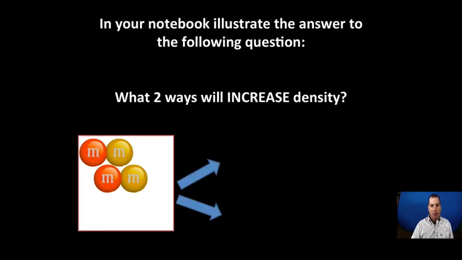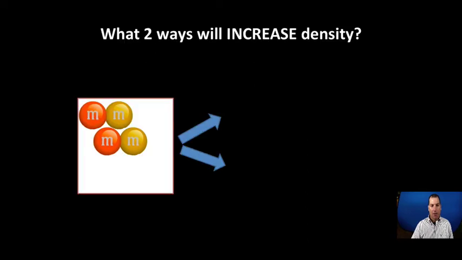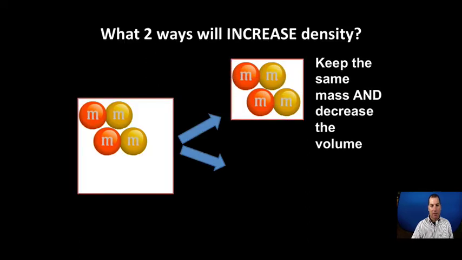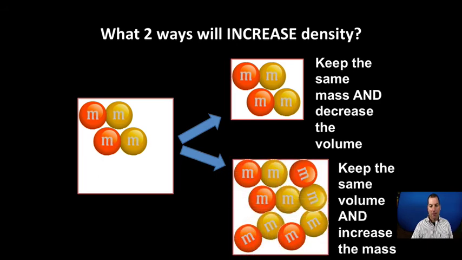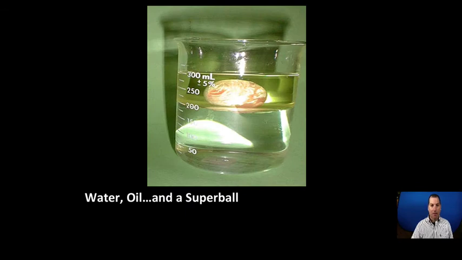In your notebook you can take a look and write down, if you'd like, what 2 ways can increase the density. So we have 4 M&Ms in this container and we're going to try to increase the density. So one way is to actually just keep the same mass and decrease the volume, making this more tightly packed, which would increase the density. Or we could actually keep the same volume and add more mass, more M&Ms. Now they are also more tightly packed, and therefore the density goes up again.